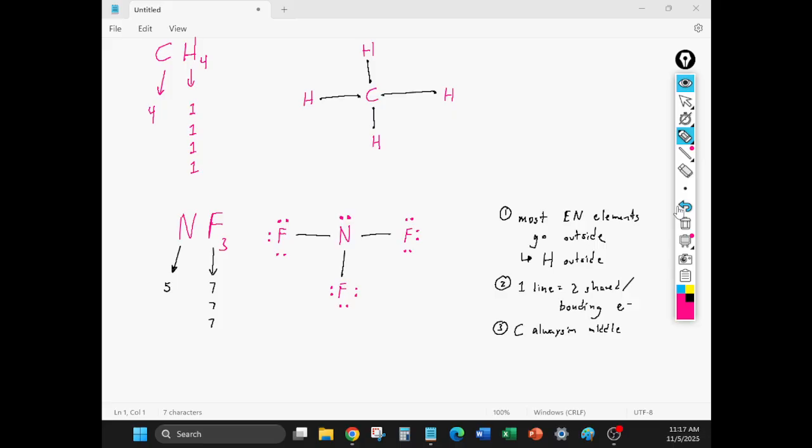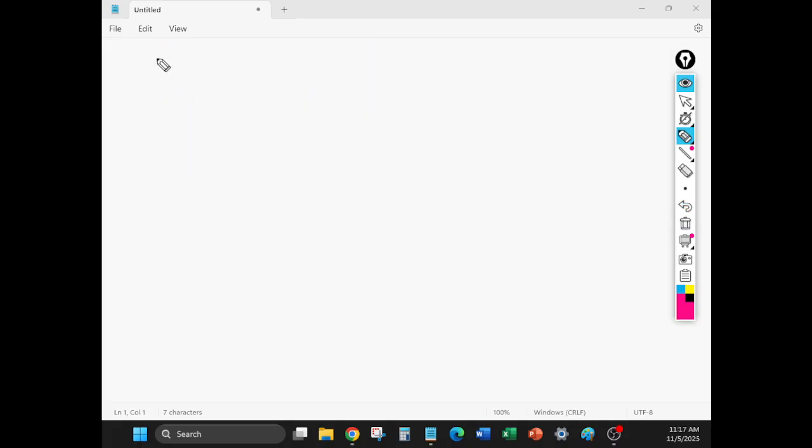Okay. All right. I'm going to show you guys now a bit of an easier way to do this that makes it go a bit faster, instead of putting the electrons on the elements. So we're going to draw NH4 plus. Okay, NH4 plus. So we can start doing ions now.